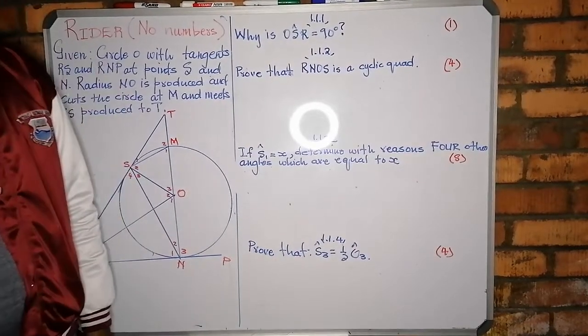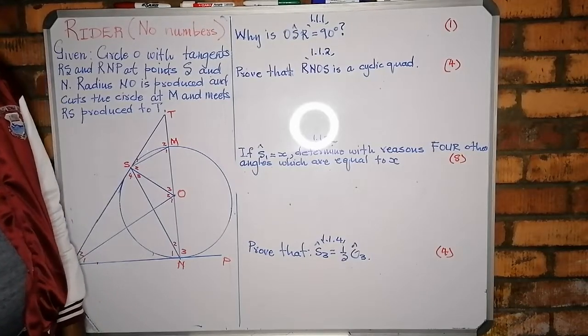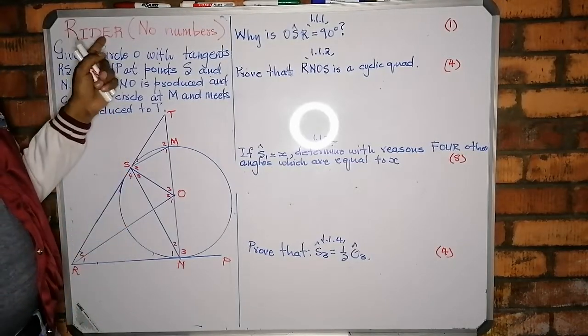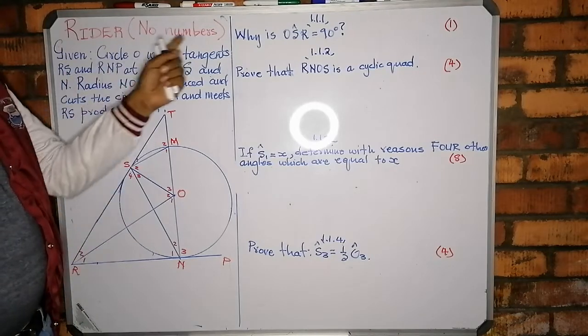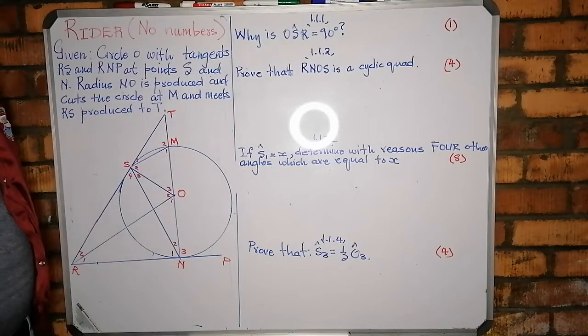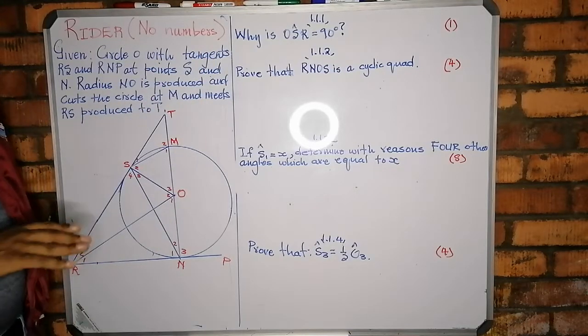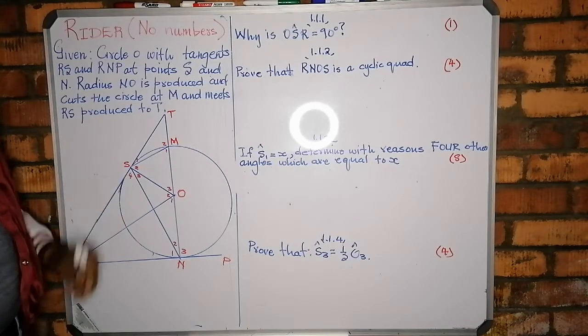Welcome again, folks, to another session of Euclidean geometry where we are doing riders. Now, in this particular rider, there are no numbers at all. By no numbers, I mean you won't be given any size of the angles here.